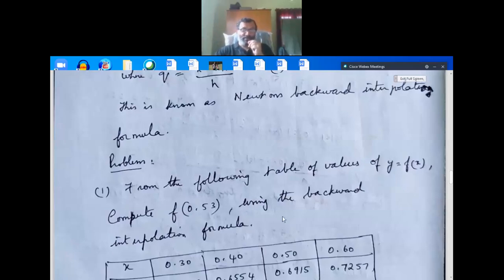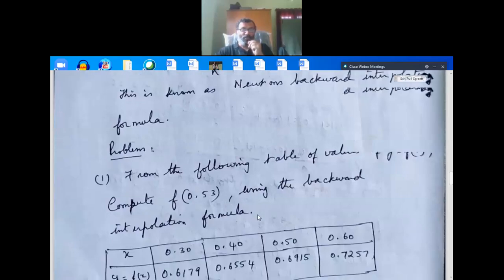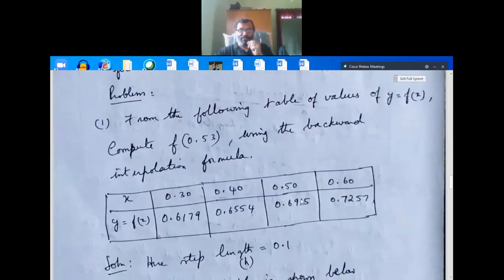They are given here. Sometimes they will not give. But then if it is not given, how to judge? See, the 0.53 value is in the last stage. It is near to xn. So whenever they ask you to find f of x such that x is near to xn, then you have to use the backward interpolation formula. When the value of x is in the last stage. But in the forward interpolation formula, they used to give it in the beginning. Note that.